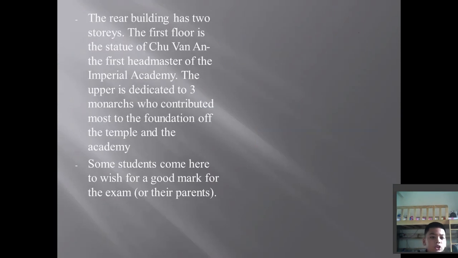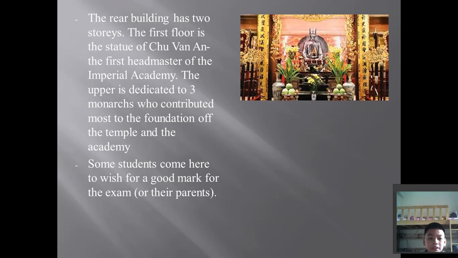The rear building has two stories. The first floor holds the statue of Chu Văn An, the first headmaster of the Imperial Academy. The upper floor is dedicated to three monarchs who contributed most to the foundation of the temple and the academy. Some students come here to wish for a good mark for the exam, or for their parents. This is the statue of Chu Văn An, the first headmaster of the Imperial Academy.